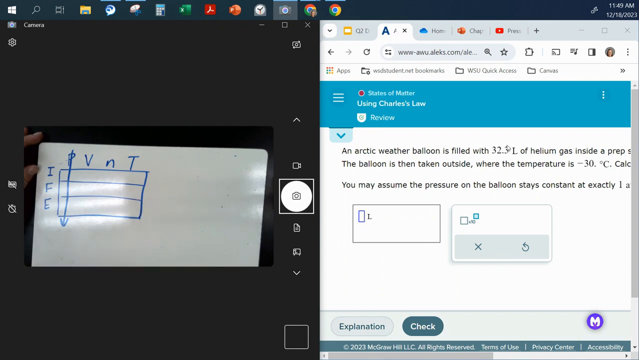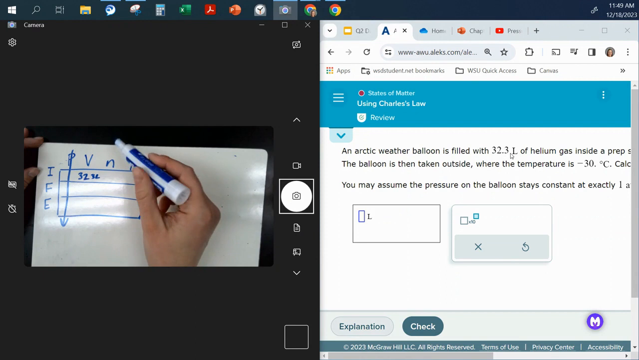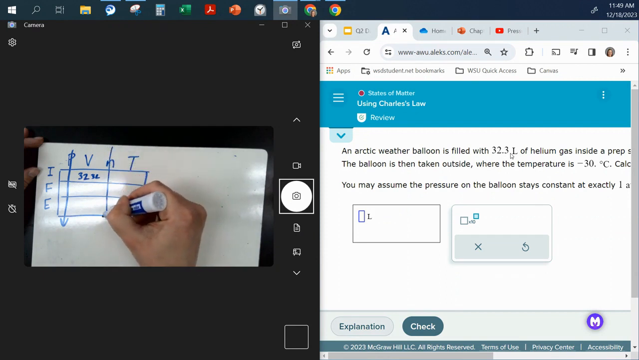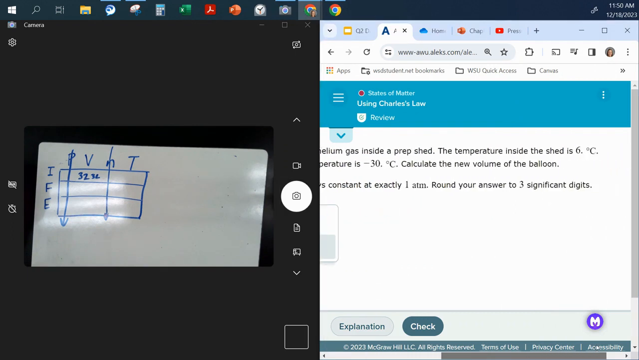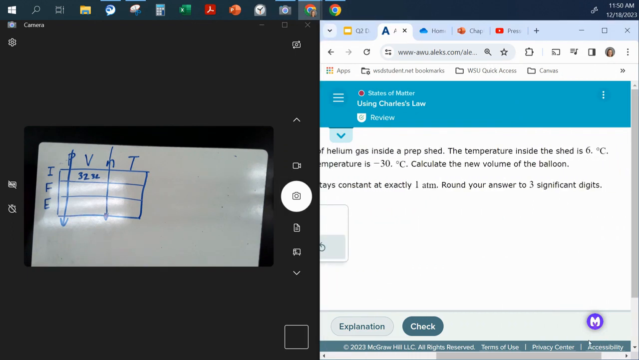The volume is filled with 32.3 liters. The number of moles is not going to change here. We're not emptying or filling the balloon after we initially fill it, so the only thing we change is the temperature. So let's go over here. It says the temperature starts at 6 degrees, so that's our initial temperature.